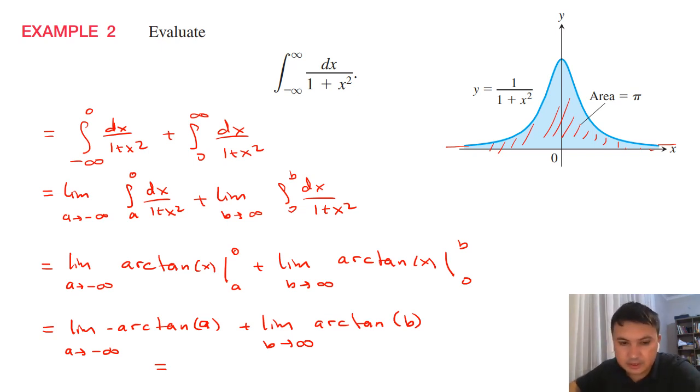So you realize that this is the case when a is approaching minus pi half, but I have minus here, so it's going to be pi half. And the second one is what is sort of an arctangent of infinity? In other words, for which theta angle does the tangent approach infinity? Well, this is when theta approaches pi half from the left. So summing up, I get pi. So the area under this curve is pi.